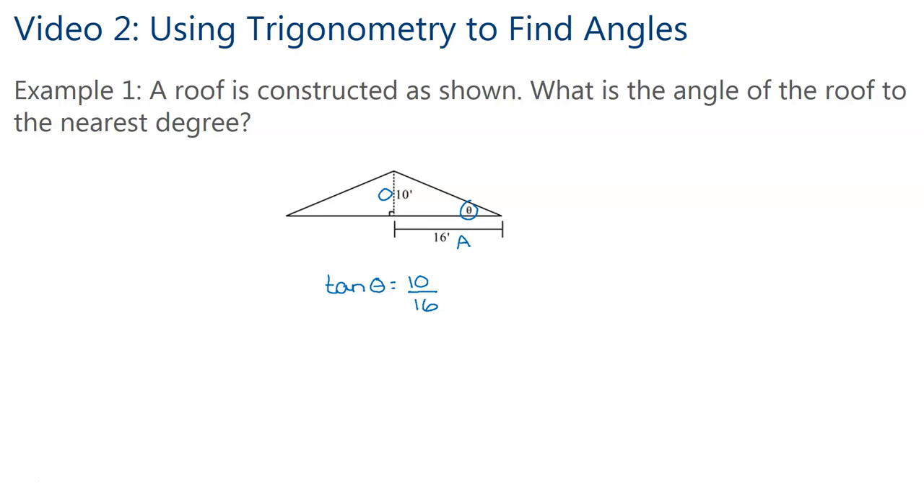Now when we're looking for an angle, you have to use your tan -1 button on your calculator. It'll look something like this. You might need to press Shift tan or second tan in order to access that button. You also need to, of course, make sure your calculator is in degrees as well. So put that in, and you should get an angle of 32 degrees. So I'll say that the angle of the roof is 32 degrees.